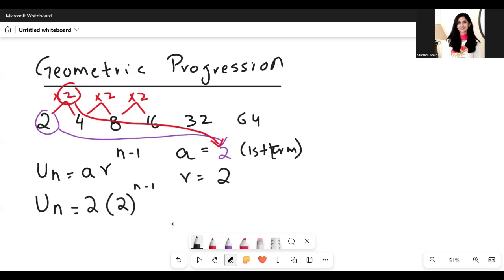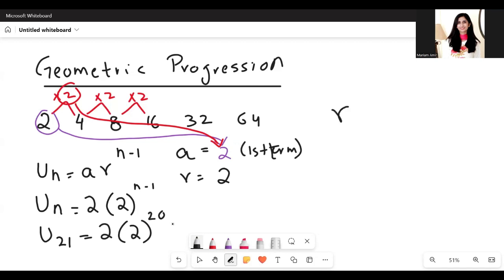Now if you have to find, let's say, the 21st term, then you're going to do 2 times 2 power n minus 1, which is 21 minus 1, which is 20. That's how you're going to find the 21st term of the geometric progression.